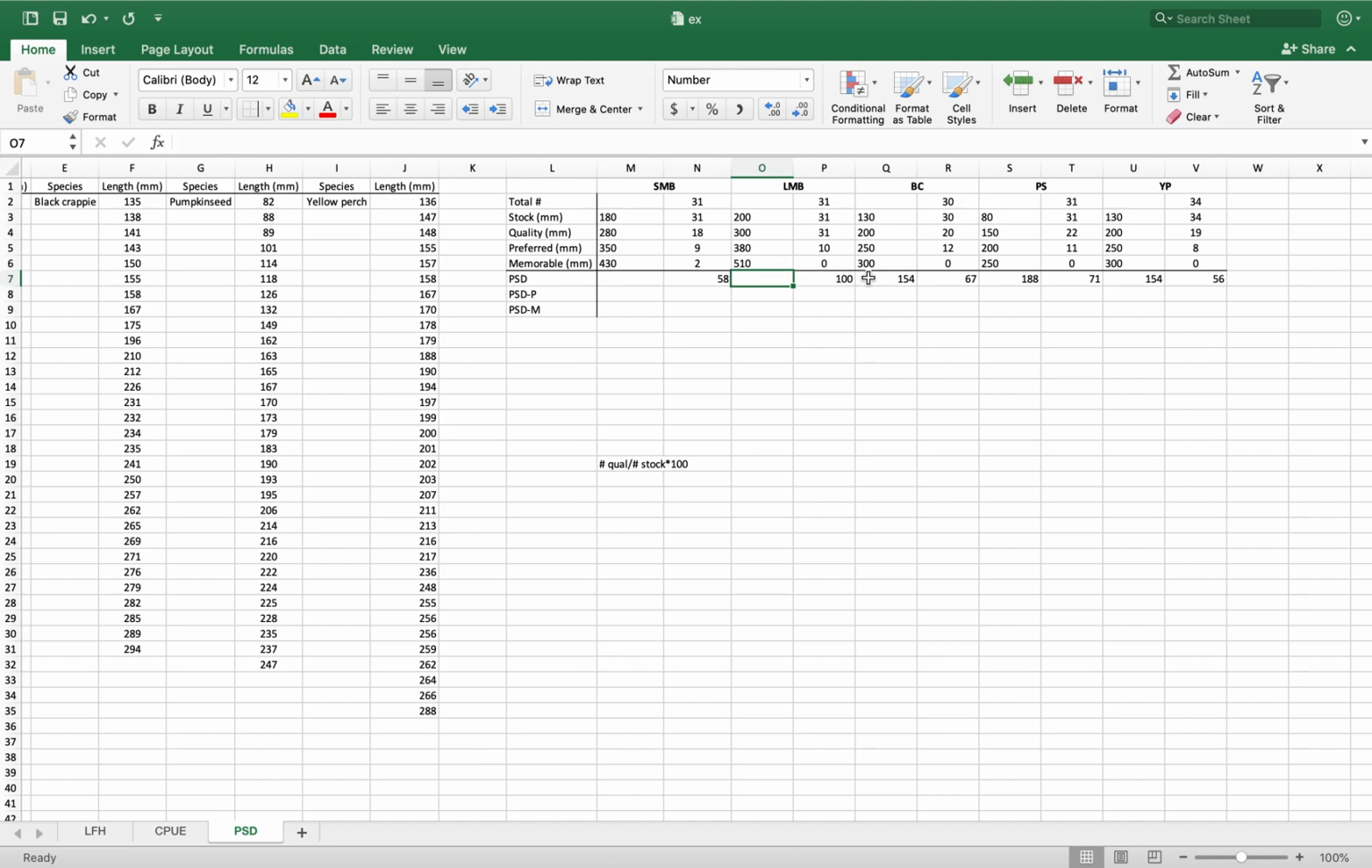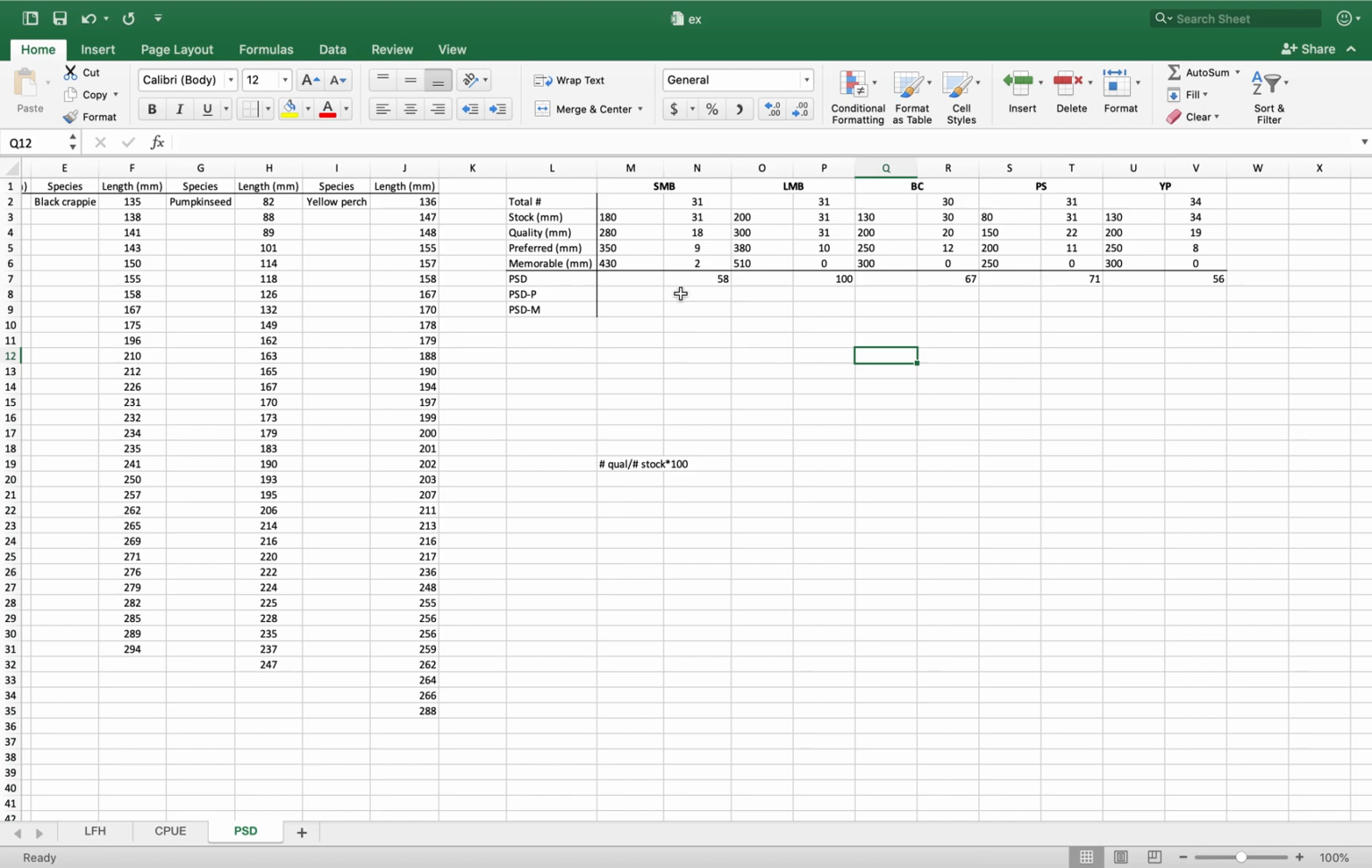So obviously these aren't anything, so we'll get rid of those. But that's the formula you have there. So you have your quality divided by your stock times 100. So this is clearly 100. Same with this. You have 20 divided by 30 times 100. 22 divided by 31 times 100. And then 19 divided by 34 times 100. So that gives you all your PSDs for there.